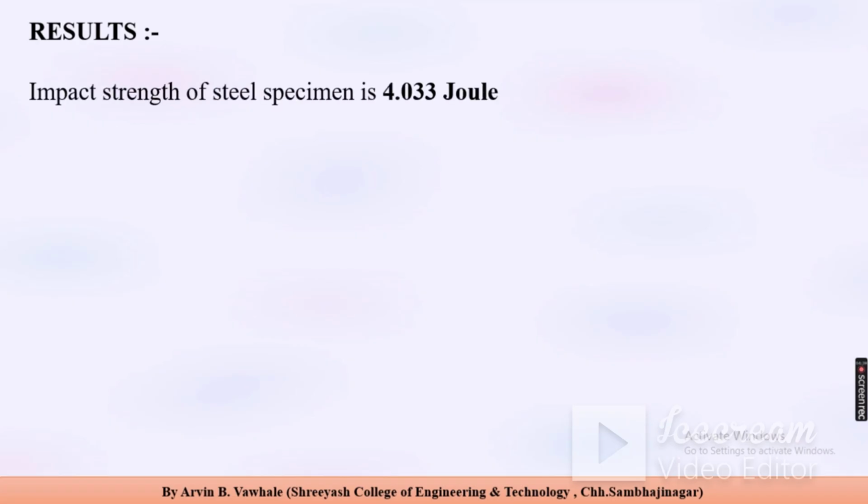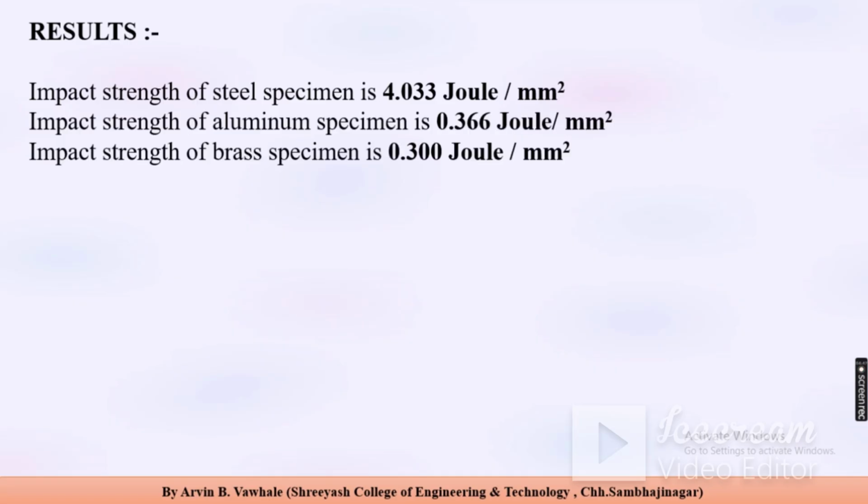Finally, we get the results in the form of impact strength of different materials. First, the impact strength of the steel specimen is 4.033 joule per square millimeter. Second, the impact strength of the aluminum specimen is 0.366 joule per square millimeter. And third, the impact strength of the brass specimen is 0.3 joule per square millimeter.